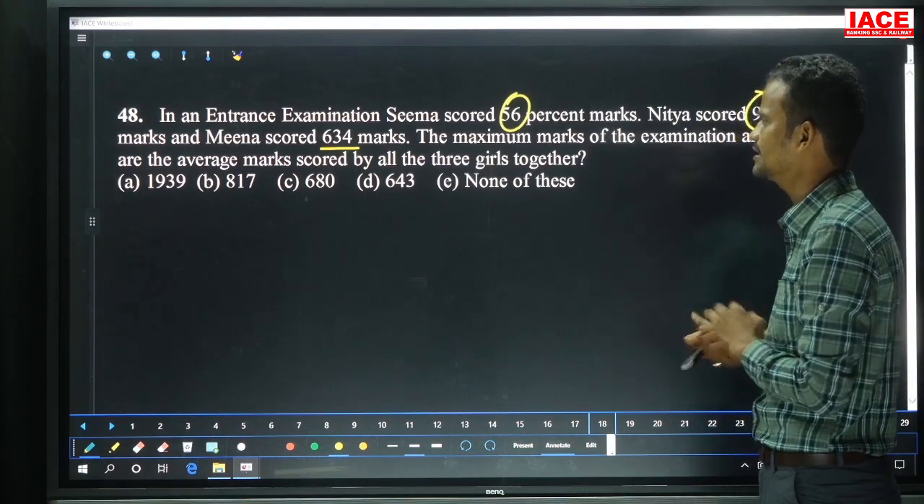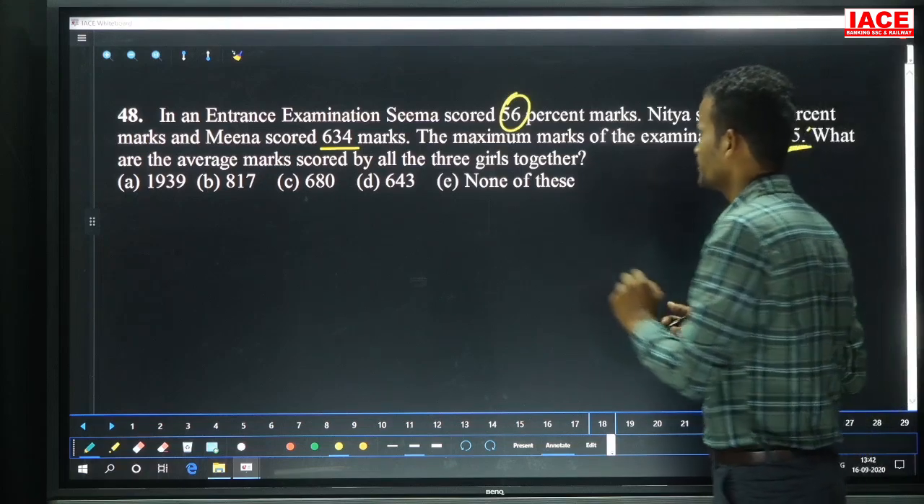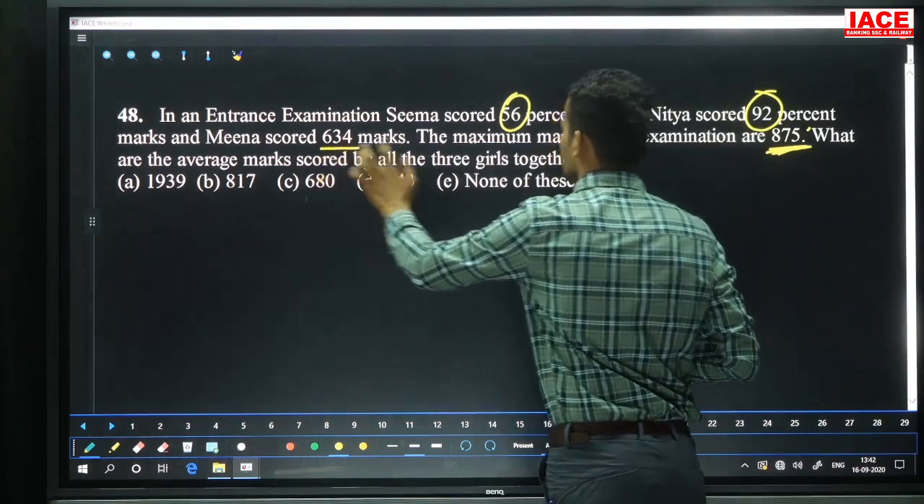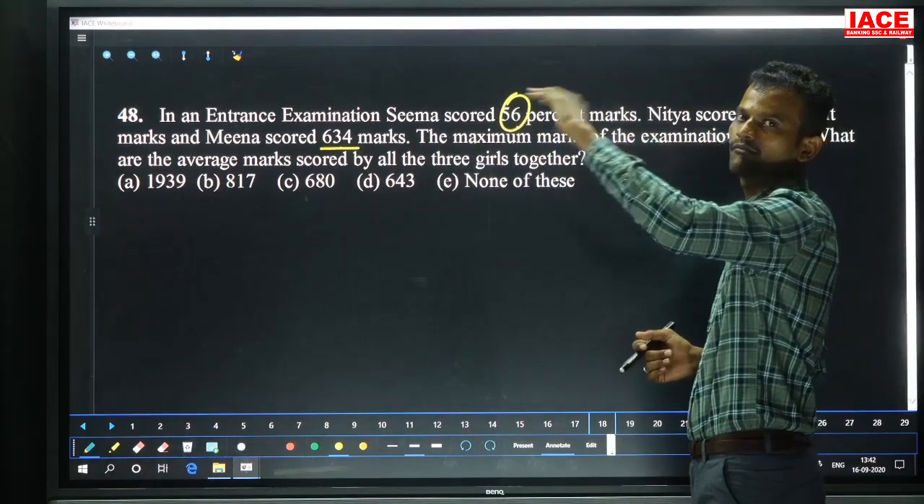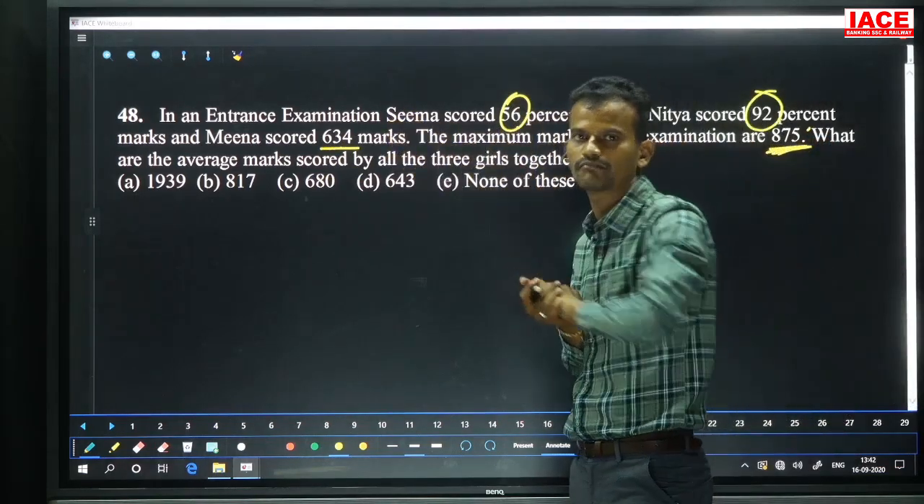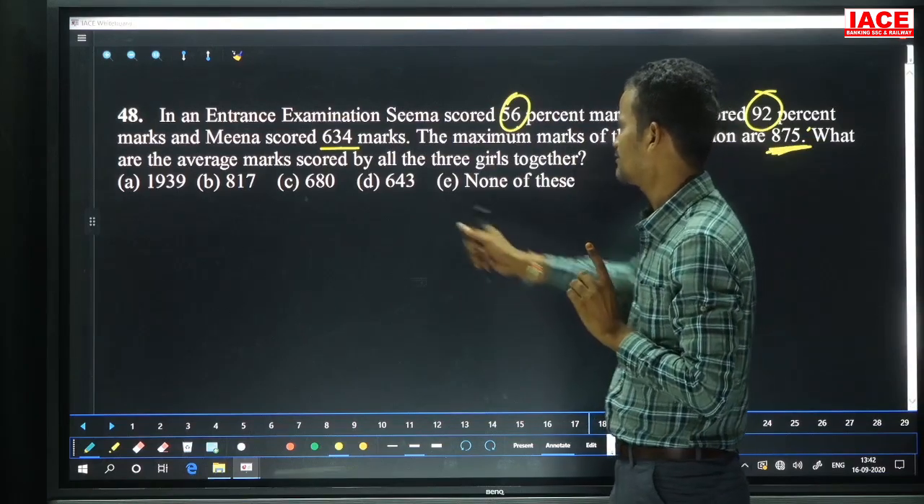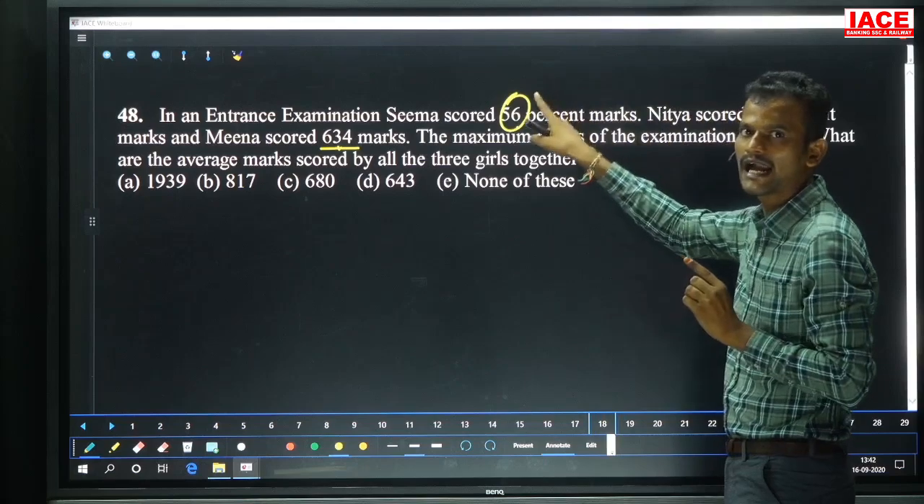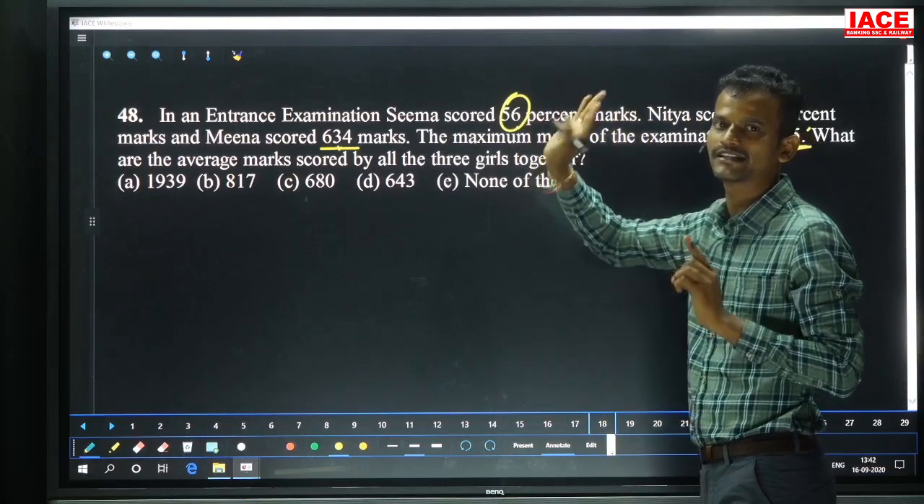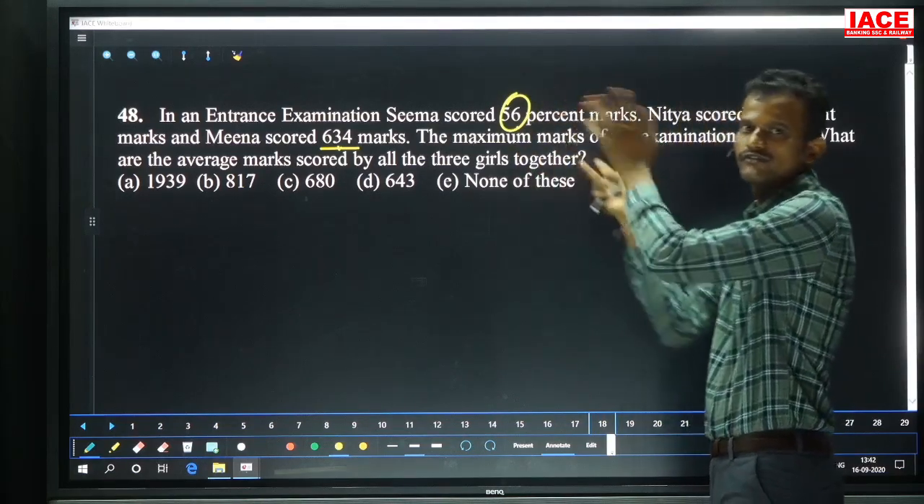So they are asking for average marks. Listen, sir. Here they have already given marks, but here they have given percentages. These two values can be converted into marks, and add all the three marks divided by 3. That is one process. Otherwise, these marks are converted into percentage, add all the 3 percentages and divide by 3. That is the average percentage. Again, we have to find out the value.